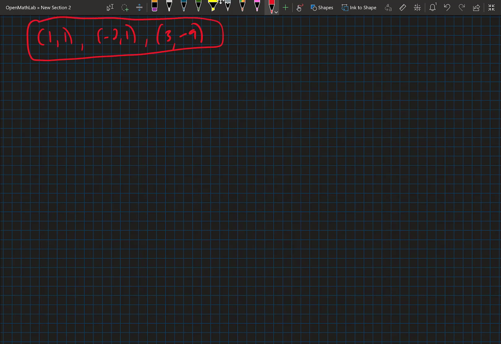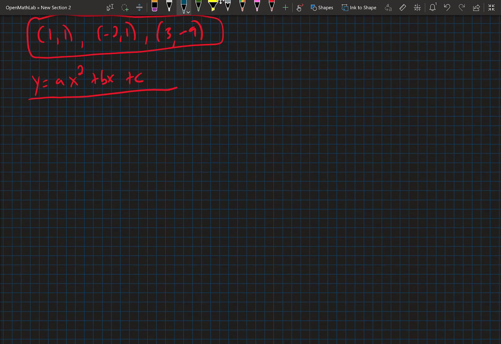What you want to remember is the basic form of a quadratic looks like this: y equals ax squared plus bx plus c. We're going to need to know this. So I can plug in the point (1, 1). I don't think I'm going to use blue since that's the background. If I plug in (1, 1), we get 1 equals a times 1 squared plus b times 1 plus c. So I plugged 1 in for x and 1 for y. This simplifies to 1 equals a plus b plus c.